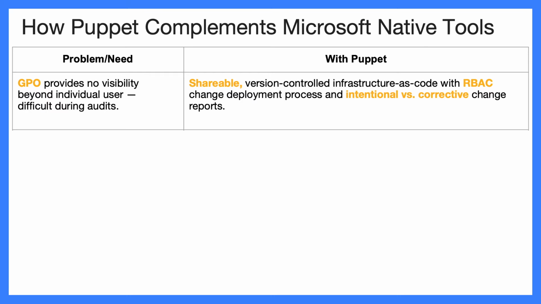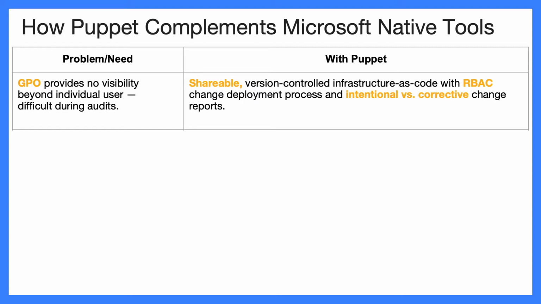So not just your security policy, but also the OS configuration and all the other things that are happening to that system. We also get to see those intentional versus corrective change reports. So say a developer went on and made a change to one of those policies or registry keys, just completely unaware of any protections against that. The continuous enforcement of Puppet will bring that back into compliance.